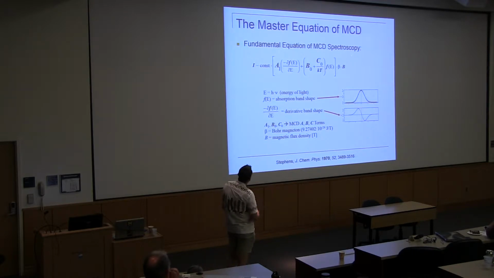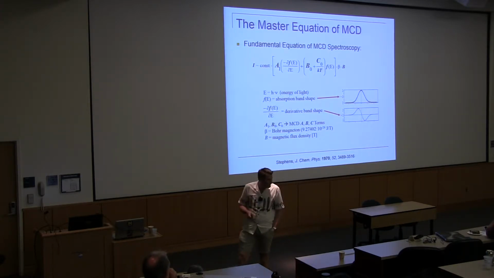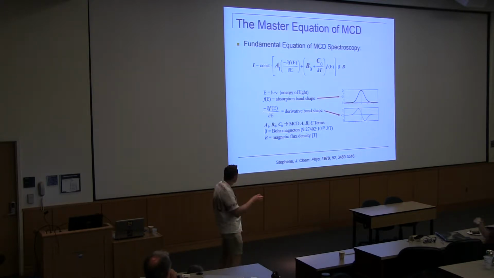And here B is essentially our magnetic field. So also the intensity is linear with magnetic field, is what this theory predicts. So if you double your magnetic field, you double your intensity. That's not entirely true, as we will see a little bit later, but it's a good starting point.